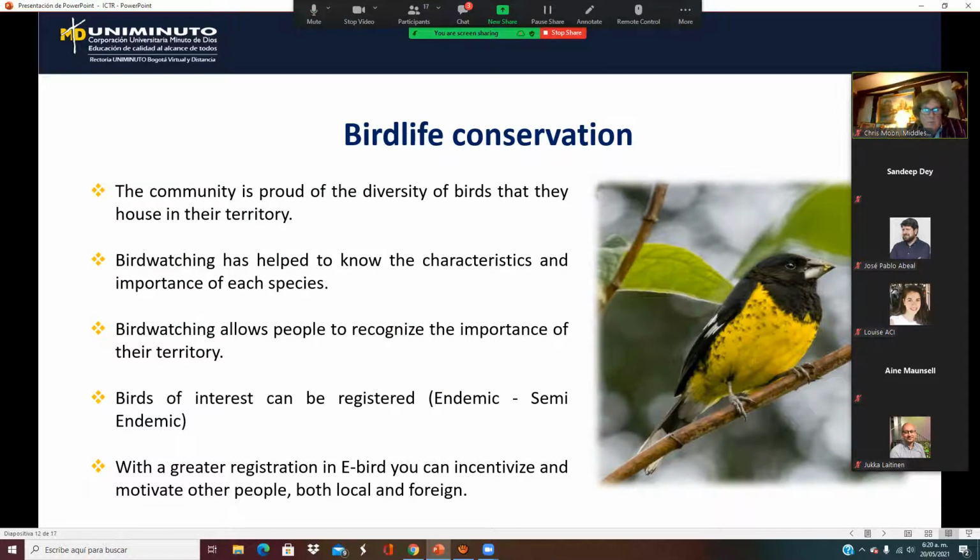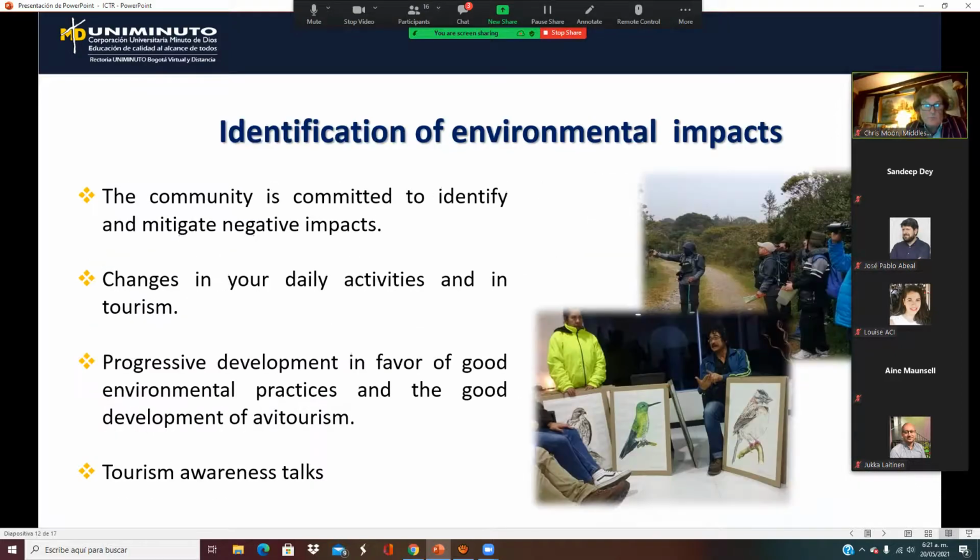So this investigation can contribute to bird life conservation, because the income that the community gets in this activity promotes the delimitation, the conservation and the appropriation of the natural resources, and bird watching can help the people, and not only in an economical way, but it is important because you can monitor the species. For example, you know that there are some species that are in danger of extinction, and the registration in eBird incentivizes and motivates other people to register and to make the lists for these species.